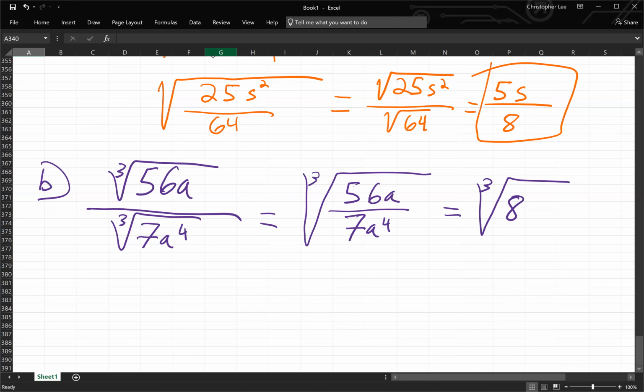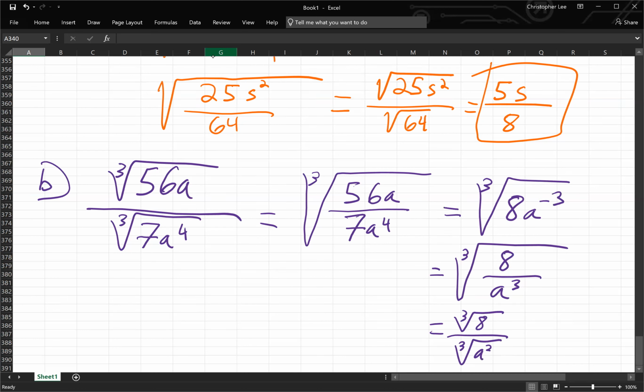So now I have a divided by a to the fourth. What does that become? It's in the -3, so a to the -3. Very good. 8. Good. So this is going to become cube root of 8 over a to the third. And then help me out. What's the cube root of 8? Good. And the cube root of a to the third? A. So this is just 2 over a.